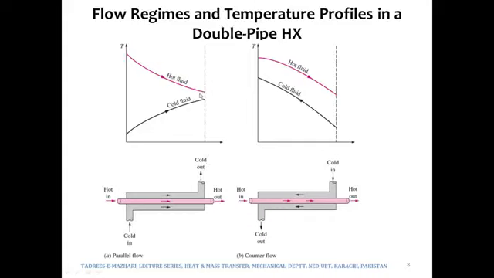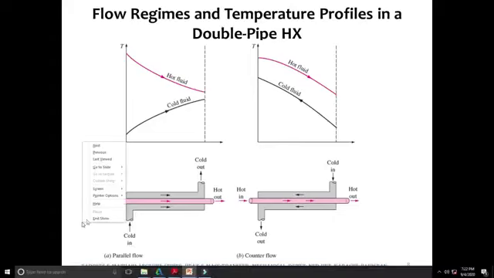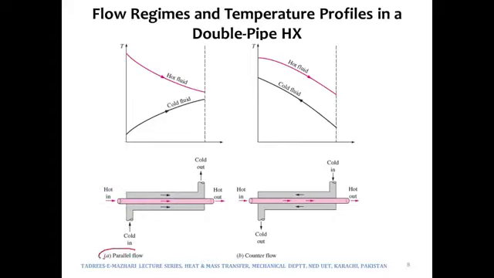Over here we are looking at the temperature profiles along the length of the heat exchanger. On the y-axis we have the temperature, and on the x-axis we have the length of the heat exchanger. Over here we are considering two types of heat exchangers. This one is the parallel flow heat exchanger, and the second is the counter flow heat exchanger. We also have a third type, which is the cross flow heat exchanger. In parallel flow, the two fluids, the hot fluid and the cold fluid, move in the same direction, as is being shown over here.